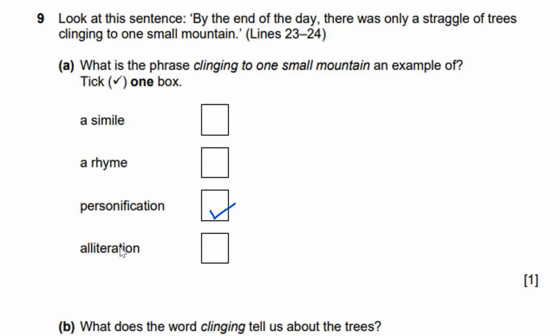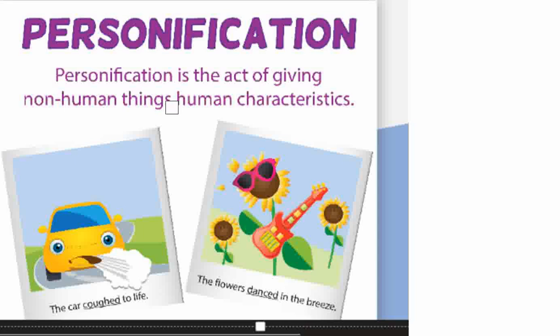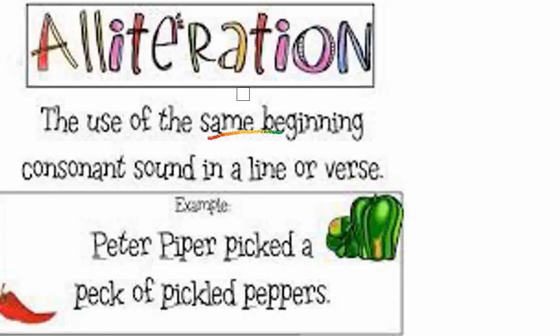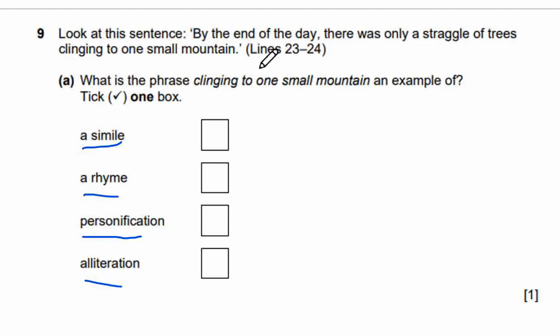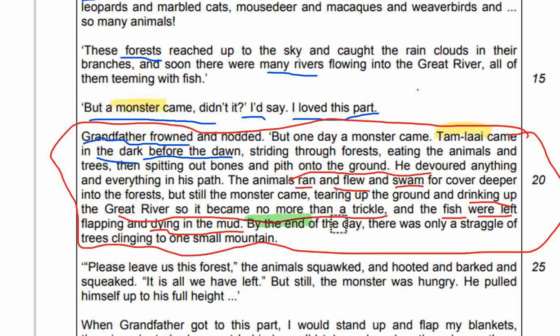So what is personification and alliteration? Personification is the act of giving a non-human thing human characteristics, like the car drinks petrol, the flower dances in the breeze. While alliteration is the use of the same beginning consonant sound in a line or verse. Example: Peter Piper picked a peck of pickled peppers. All start with P, so that will be alliteration. Let's check lines 23 to 24 for this phrase. Here we go. By the end of the day, there was only a straggle of trees clinging to one small mountain.